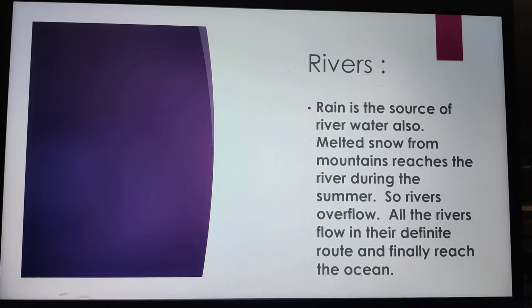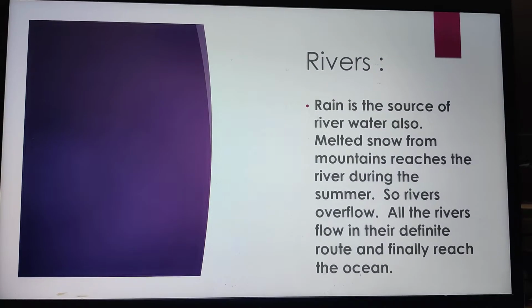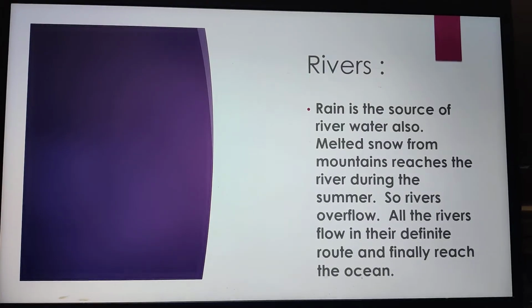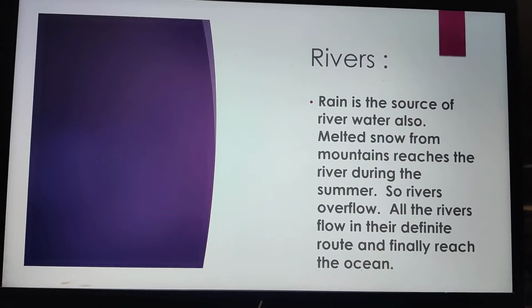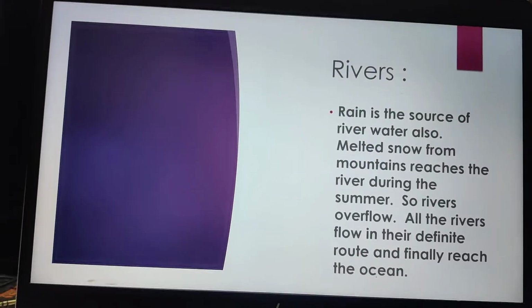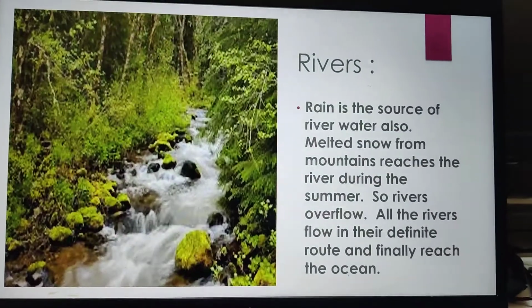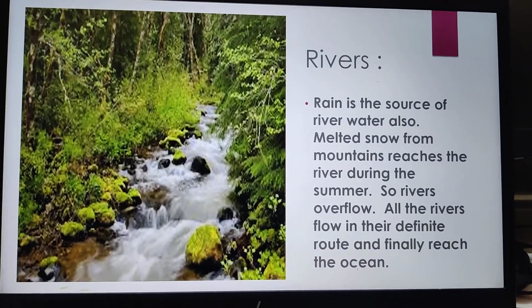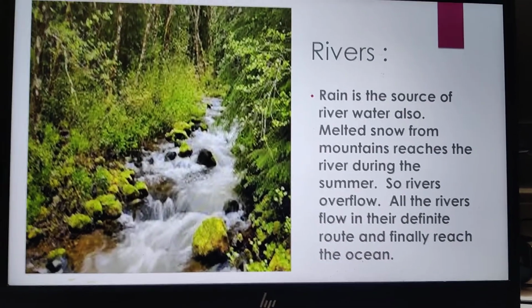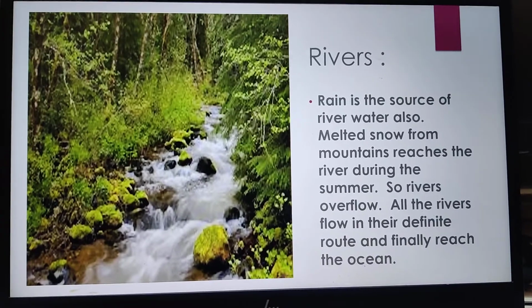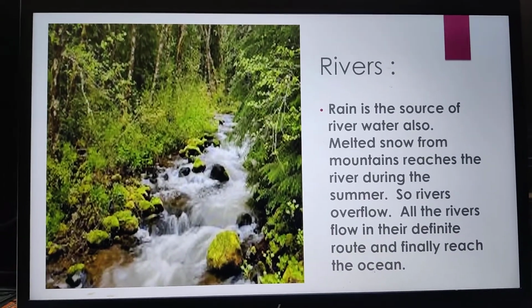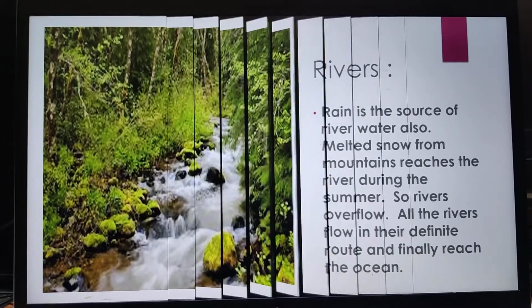And the next resource is rivers. Rivers are the source of rain. We get rain, and river water comes from the rain, and melted snow from mountains reaches the river during the summer. So rivers overflow. All the rivers flow in a definite route and finally reach the ocean.